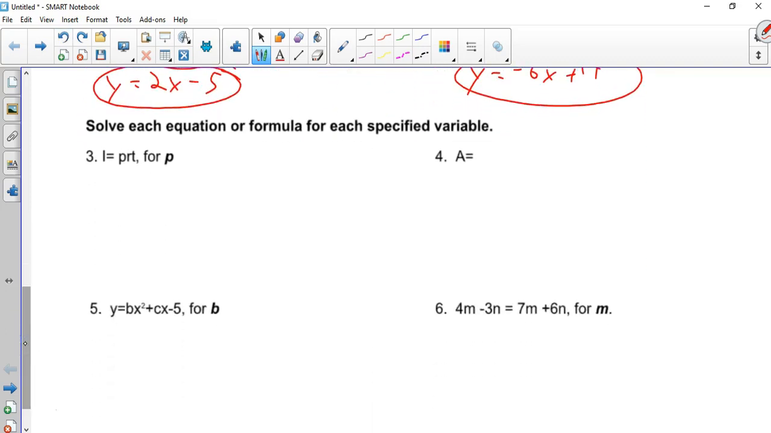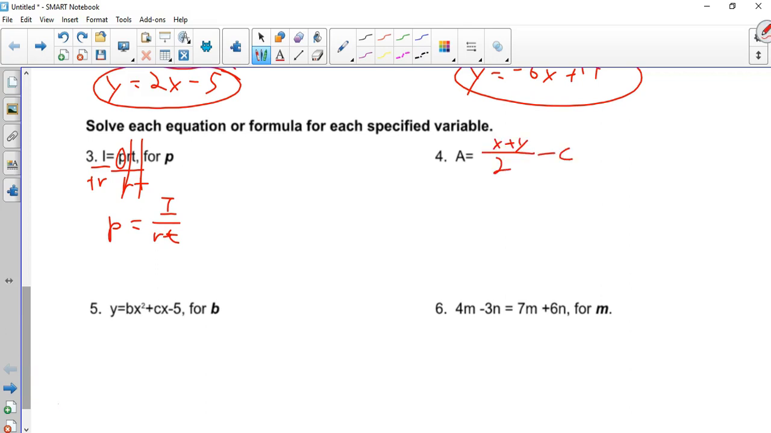So number 3 should look familiar. Interest equals principal times rate times time. Solve for P. Just like we did upstairs in the first problem, I'm going to look at what's attached. Well, the R and T by multiplication. And I can get rid of these both at the same time. And I solve and get P equals interest divided by rate times time. It doesn't matter in what order.